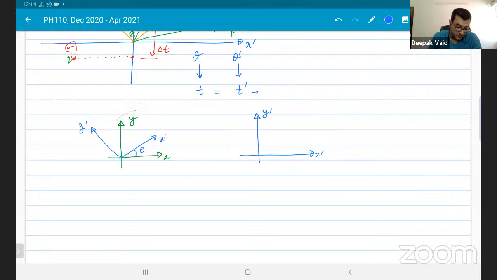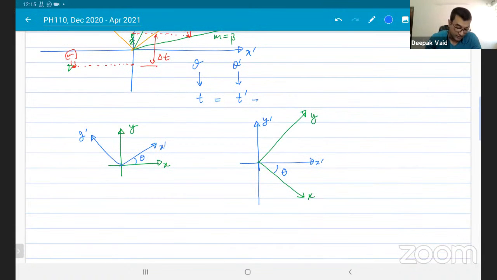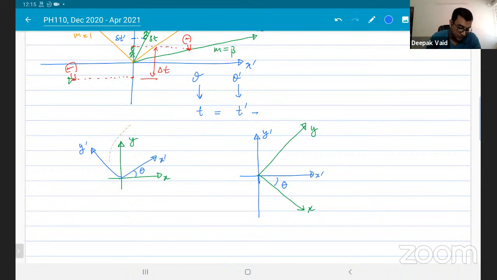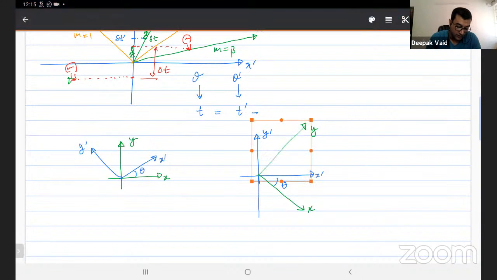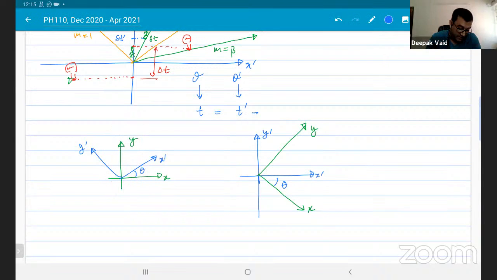So in the prime frame, what do the x and y coordinates look like? Well, you can just reverse this diagram a little bit, and you can see that this looks like x and this looks like y. And this angle is theta. So you're looking at the exact same picture, okay? Just from a different frame of reference. So if I ask you what happens to the y-axis of the O frame in the O prime frame, well, the y-axis becomes this diagonal line. What happens to the x-axis? The x-axis becomes this diagonal line, right?